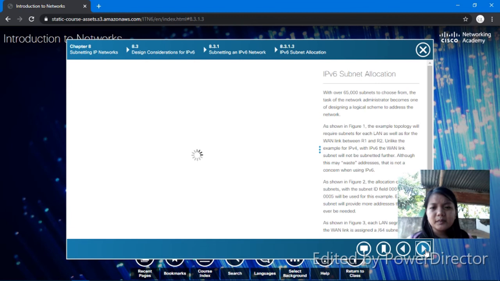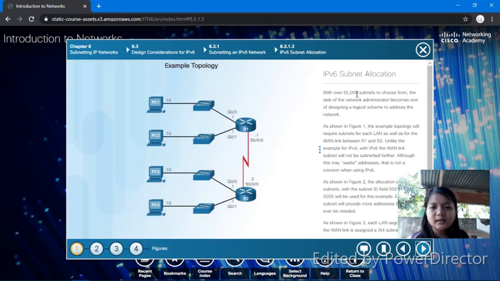The IPv6 subnet allocation. With over 65,000 subnets to choose from, the task of the network administrator becomes one of assigning a logical scheme to address the network. As shown in figure 1, the example topology will require subnets for each LAN as well as for the one link between R1 and R2. So these are the example. They are linked to each other.